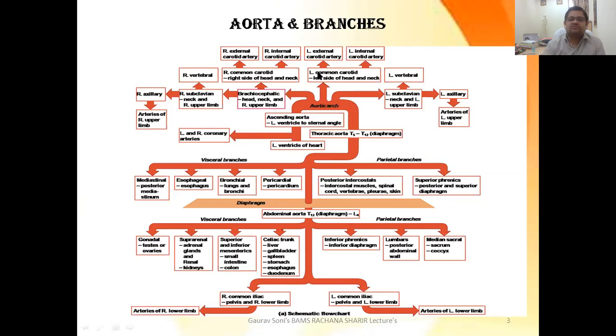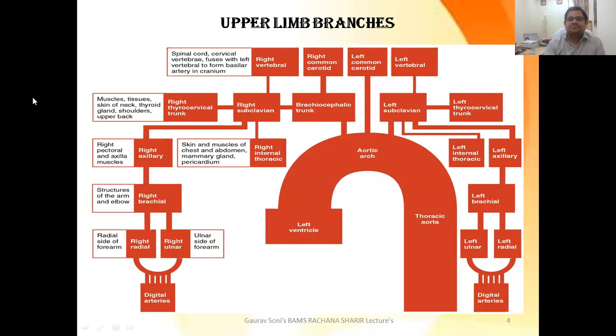That was all above the diaphragm. Now we'll talk about below the diaphragm. Here you can see that at the level of T12 it starts, and it divides at the vertebral level L4. Again, it will have visceral supplies and parietal supplies. We'll talk about them in the next slides. So here you have to remember the general scheme of the division of the aorta and its branches.